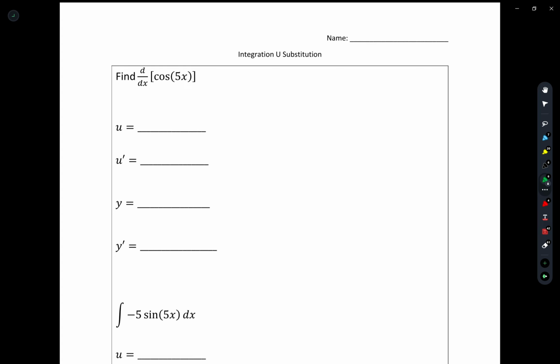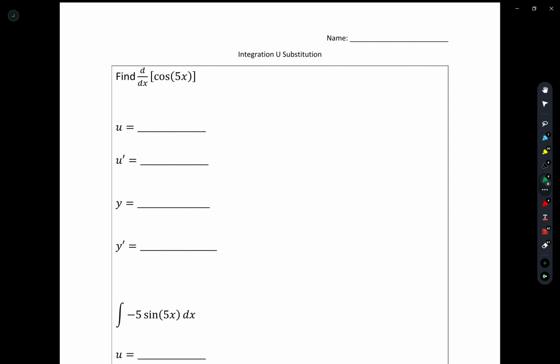Welcome back. We're going to be going over U substitution by integration. But first, let's look at where we got this from. First, we're getting it from the chain rule, and all U substitution integration is the reverse chain rule. So let's start off by looking at the chain rule, finding the derivative of cosine 5x.